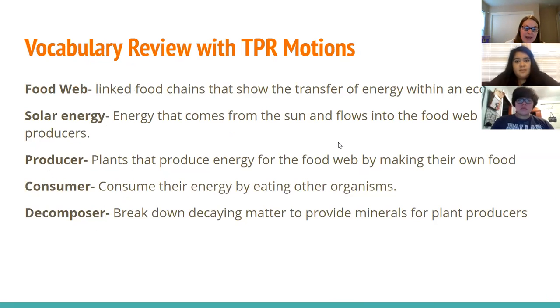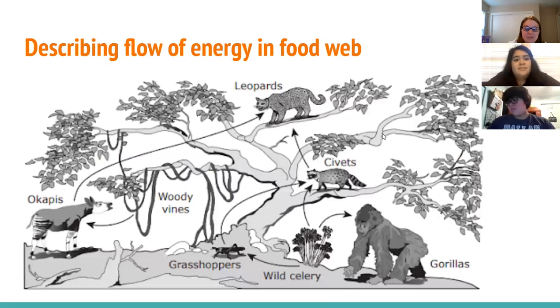So let's review our vocabulary terms again. So we've got our food web, and then we've got solar energy, and then producers, consumers, and decomposers. Okay, are there any questions on any of those at all? On what any of those are? We're good? Okay. What we're going to do now is I'm going to show you a food web, and I'm going to explain to you how the energy is flowing in the food web.